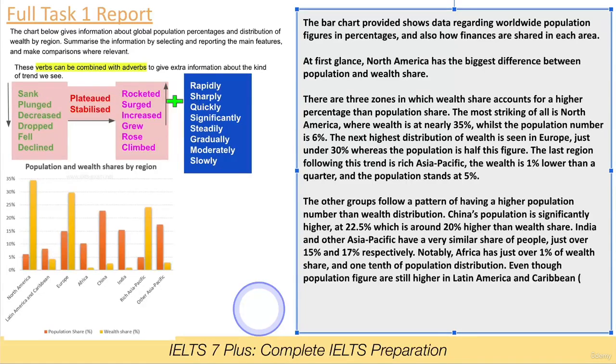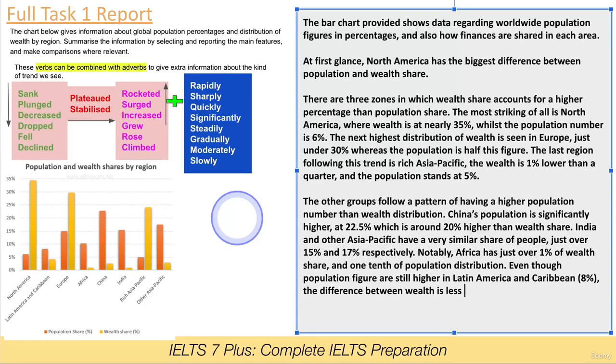Let's do a nice bracket. 5, 6, 7, 8% for this one. 8%. The difference between wealth is less dramatic, and wealth is 4%. Okay, let's read this paragraph back and see how we're doing.